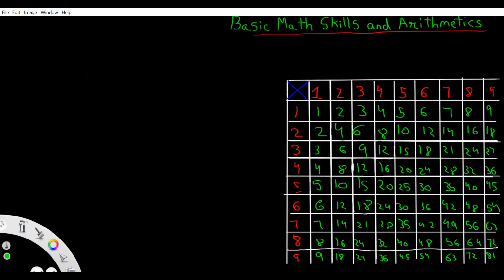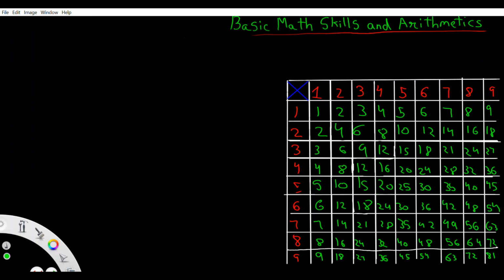So that was addition and subtraction. Now let us look at multiplication. This right here is the multiplication table. The numbers in red are the ones we want to multiply with, and the green ones are the answers, or in this case, the products.